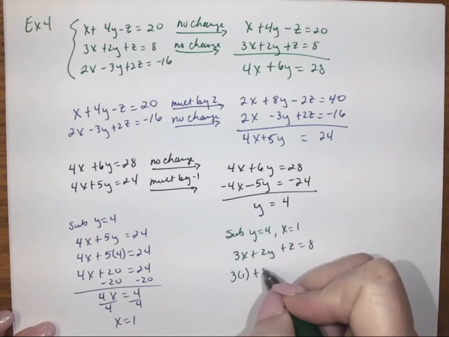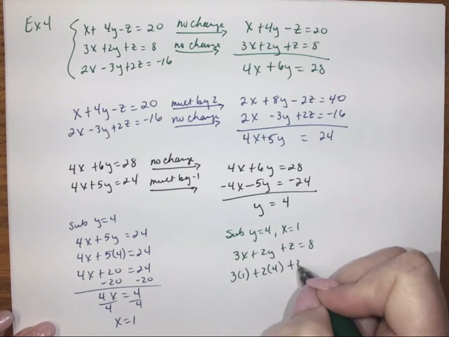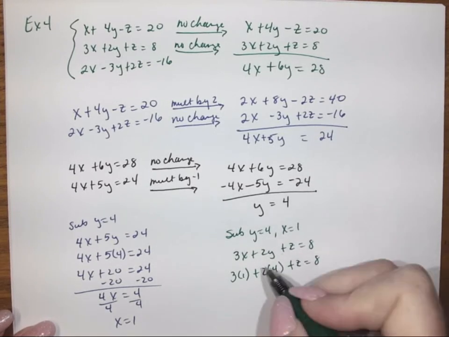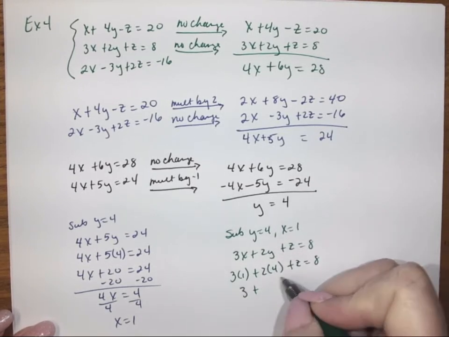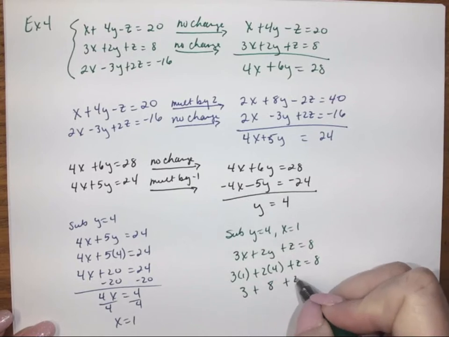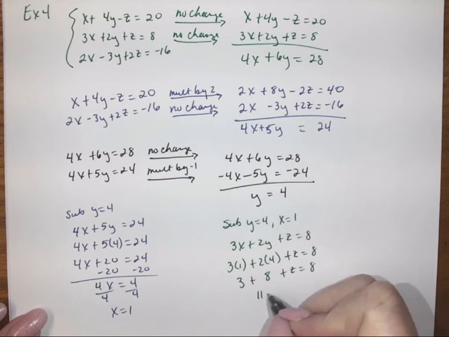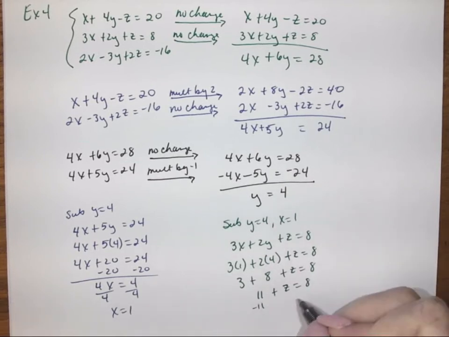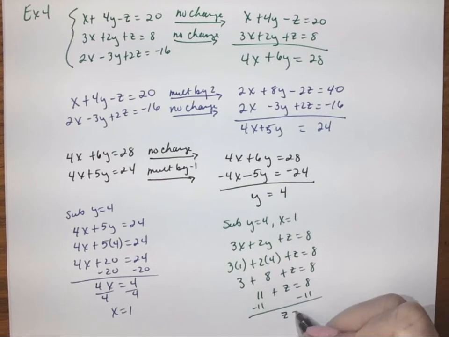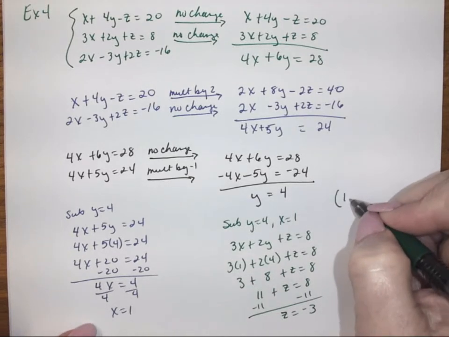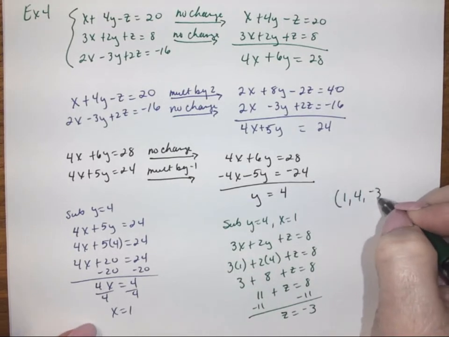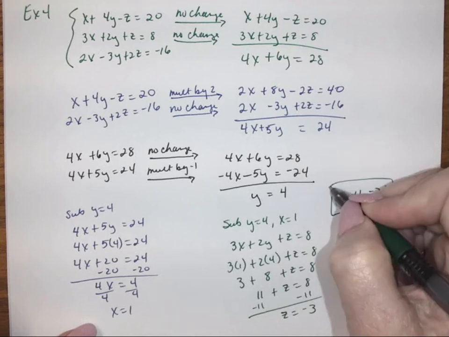So 3 times 1 plus 2 times 4 plus z is equal to 8. 3 times 1 is 3. 2 times 4 is 8. Plus z still equal to 8. 3 plus 8 will be 11 plus z is equal to 8. We'll subtract the 11 over, and we get z is equal to negative 3. So now we're looking for our ordered triple. We have x at 1, y at 4, z at negative 3. And that's your answer.